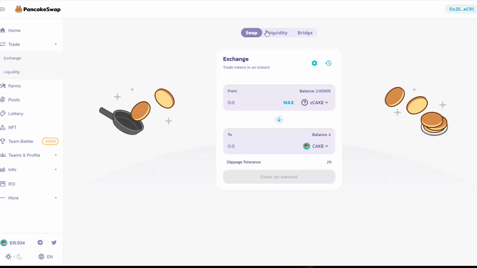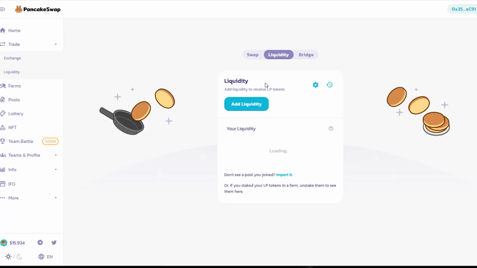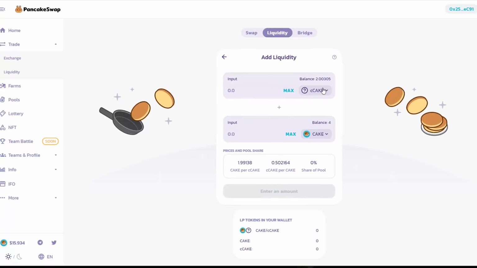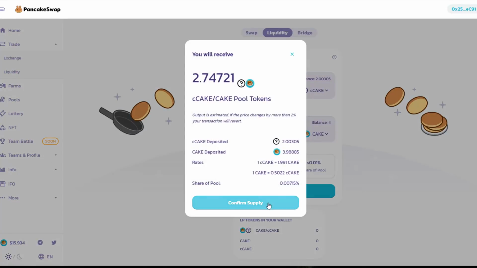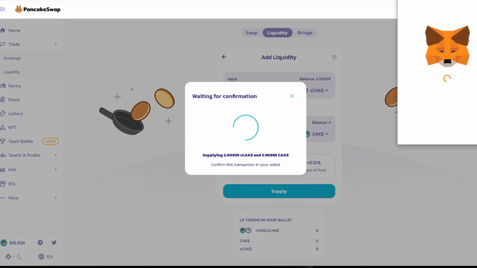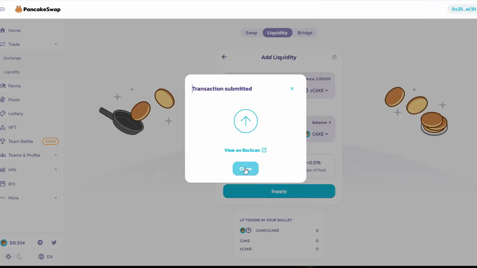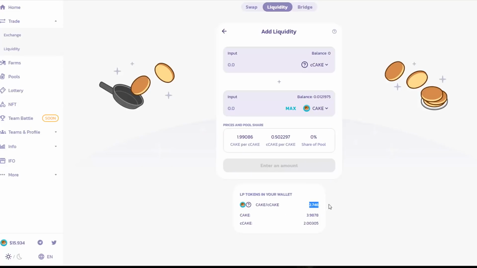Okay. Then you go up here and you go liquidity, and then you want to add liquidity, and then obviously find cCAKE, and then cake, and then I purchased some here already, so I'll go max. Then it'll just automatically figure out both max. Okay, then I'll go supply. Okay, confirm. Once that confirms, okay, so then now it is there. There is my LP token down the bottom here.